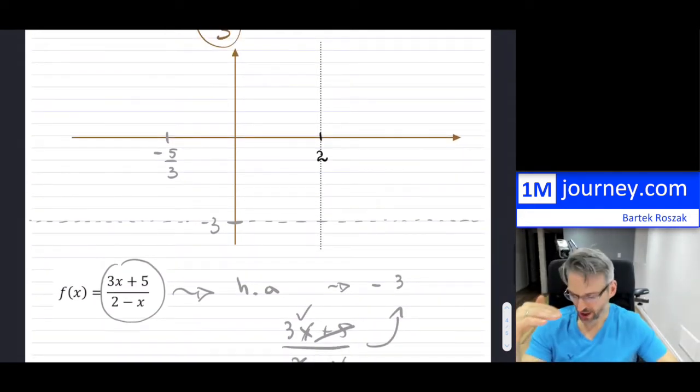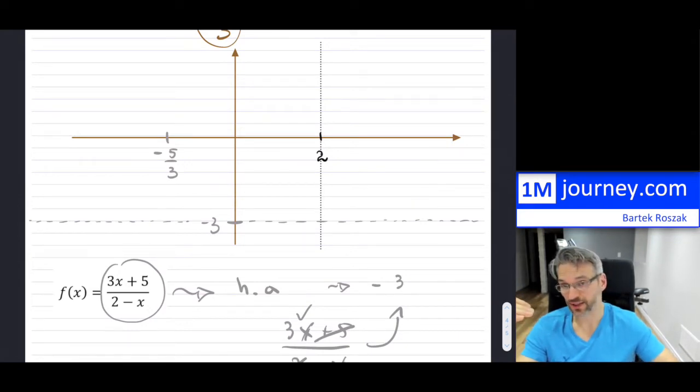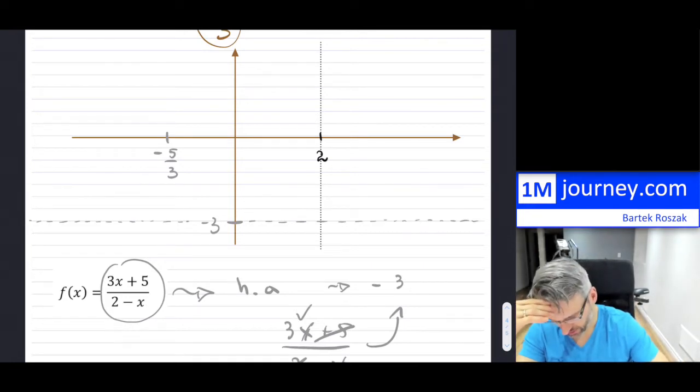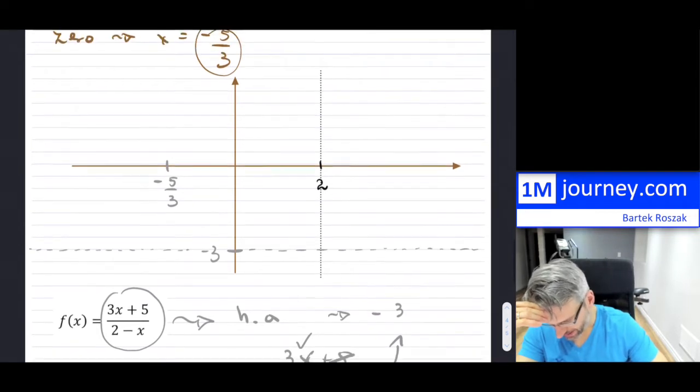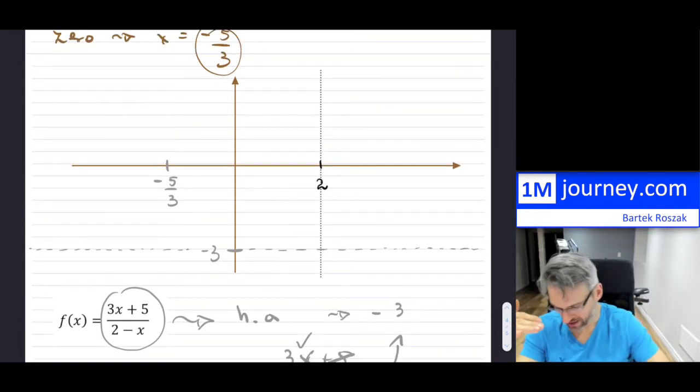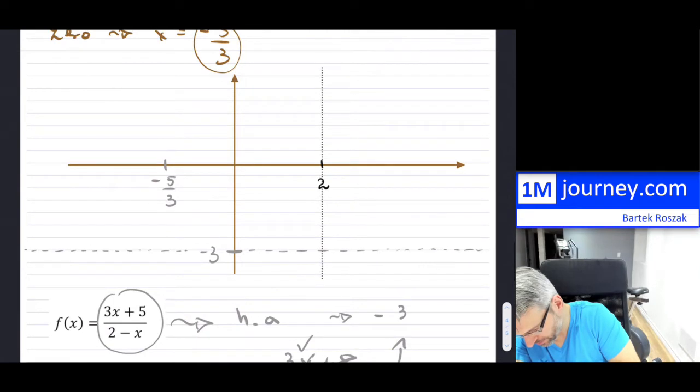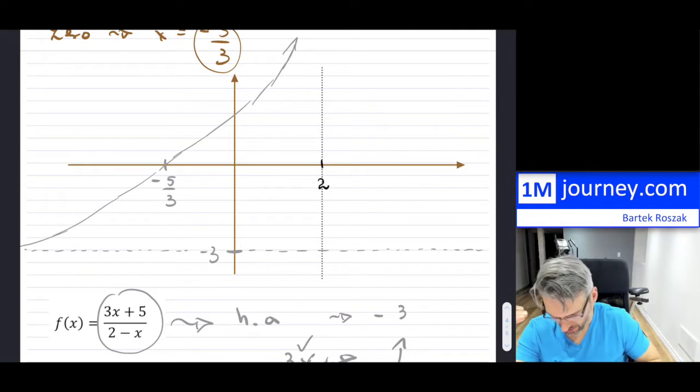Now we know that it's crossing at -5/3, right? So it's a 0. That means something is going to be happening there. My guess, because -3 is the asymptote, is that it's going to be something like that, and then it's going to swing out this way. So that's going to sketch out that way.